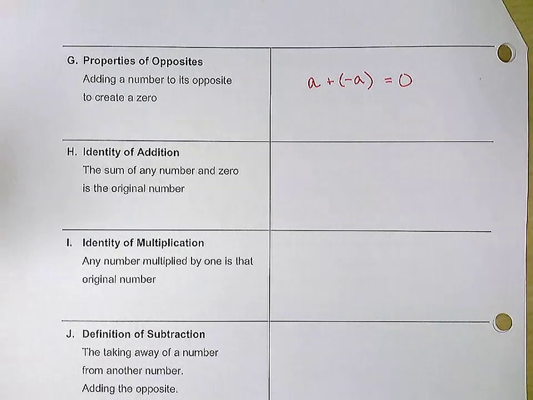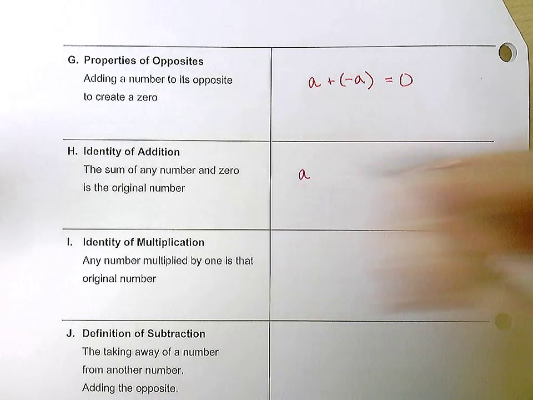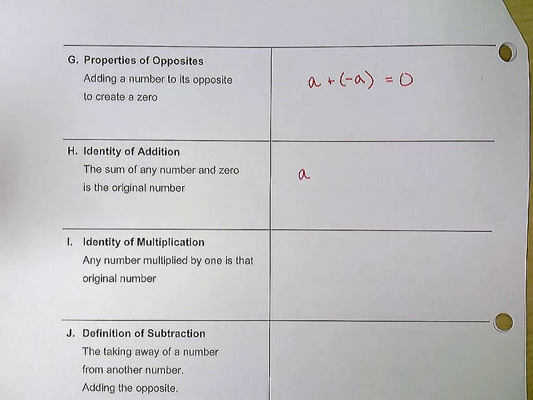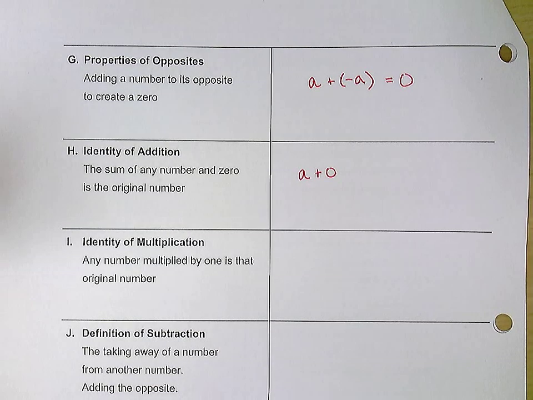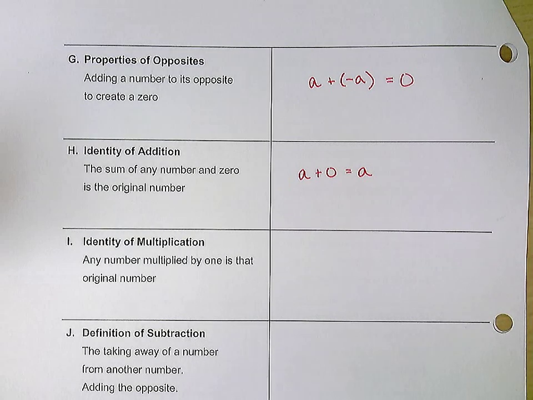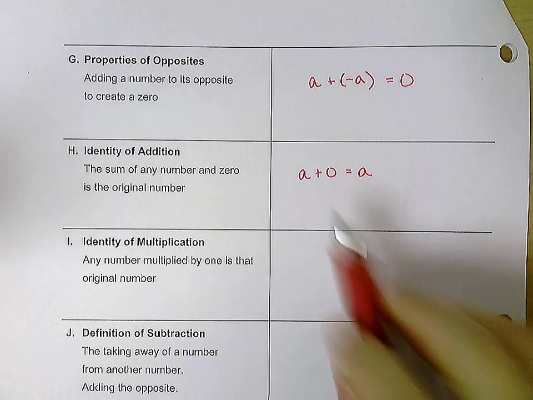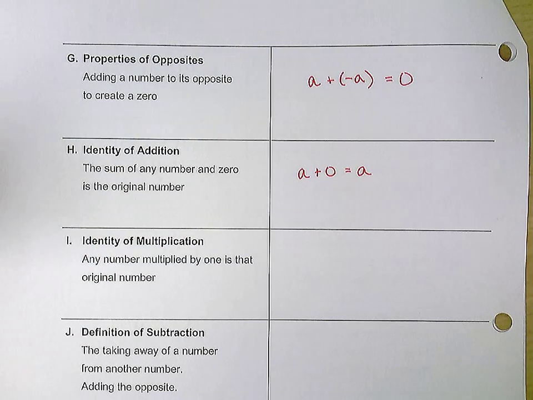Then I have the identity of addition. That's the sum of any number and 0 is the original number. So if I have, again, any number, I'm going to use a for any number, and if I add 0 onto it, you end up with that same number. So any number plus 0 is that same number. That is the identity of addition.